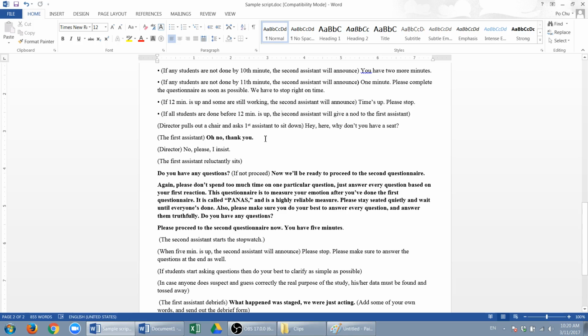Now it's time for them to witness an incident of benevolent sexism. So the director pulls out a chair and asks the first assistant to sit down, saying, hey, why don't you have a seat? This is a helpful behavior, so nothing is wrong with that. But then the first assistant, the pregnant woman, says, oh, no, thank you. Now the director says, no, please, I insist. This is sexist.